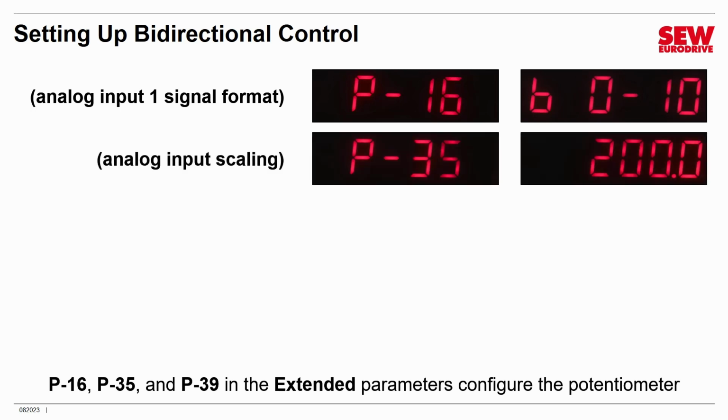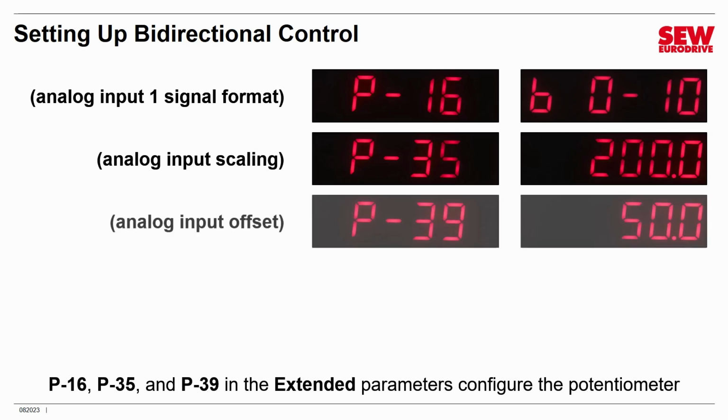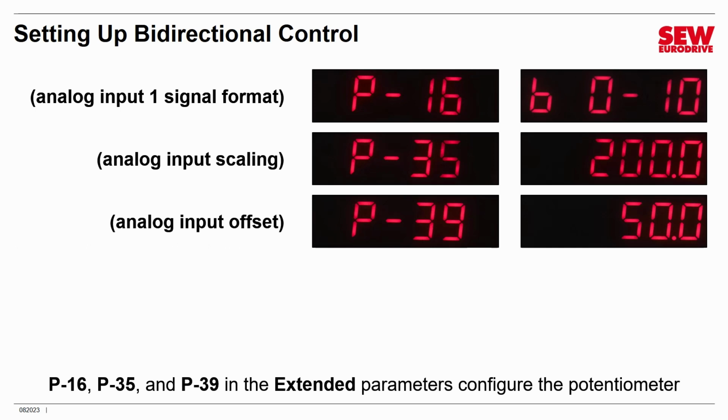Then you need to go to parameter 35, which controls analog input scaling, and change it to 200%. By default, it's 100%. What you're essentially doing is doubling its range because you're going to be controlling it in two directions, so you have to double the range. And then finally, you go to parameter 39, analog input offset, and change it to 50%. What this does is it shifts the control range to the center of the potentiometer instead of one end.